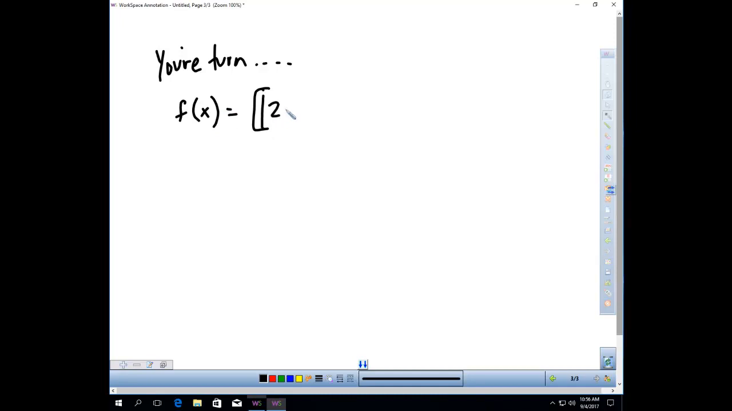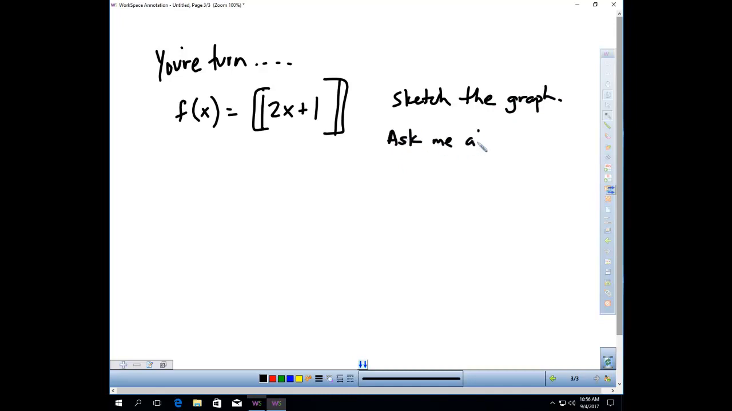Try to graph this function, the greatest integer function of 2x plus 1. So push pause on the video right now and graph that function, and then we'll talk about that tomorrow in class. If you weren't sure exactly how to graph that, bring that up tomorrow in class. Ask me on that, and we'll go through that together if you struggle with that at all.